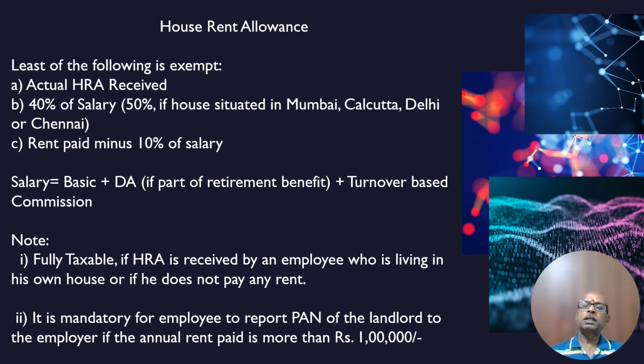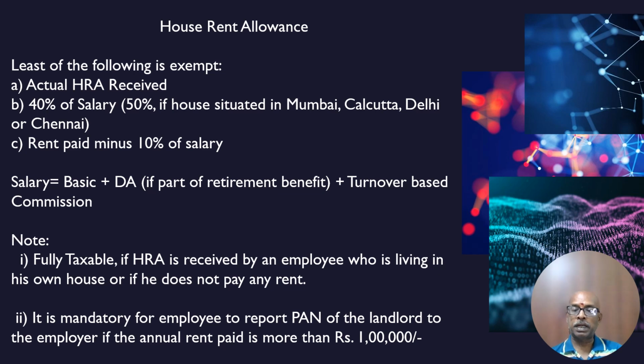First condition, there should be a component of house rent allowance paid in the salary. Second, the person should pay rent for his stay. If he is staying in his own house, there is no concession, no exemption under income tax. He has to pay tax for the entire house rent allowance received. And whatever rent he pays should be more than 10% of his salary. Salary is only basic pay.